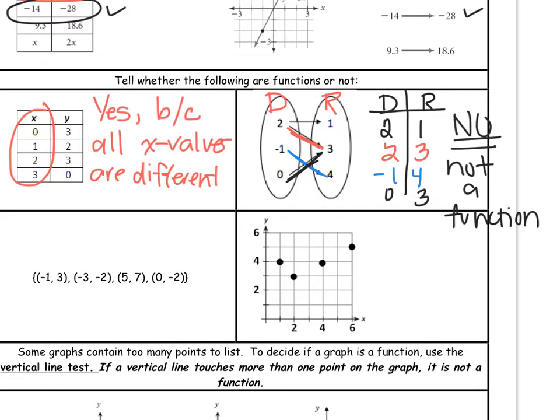And it's not a function because these two x values, these two domain values, repeat. These two domains are mapped, they have more than one output. The 2 has an output of 1, and the 2 also has an output of 3.